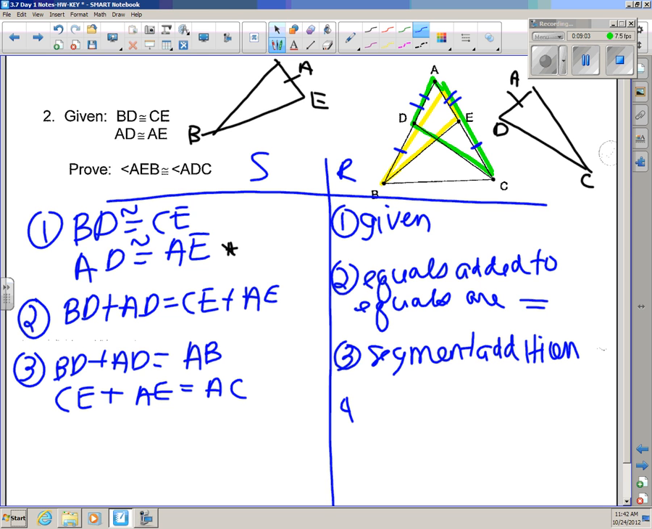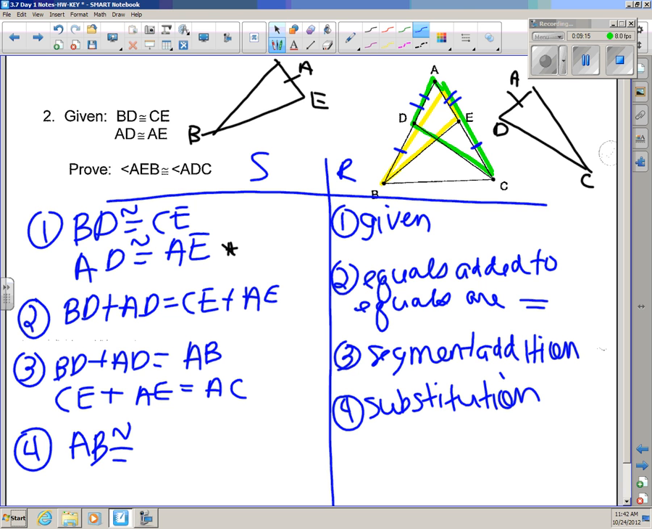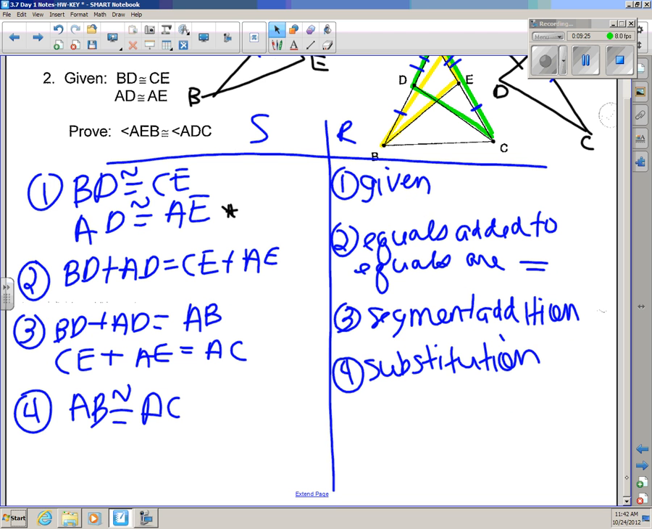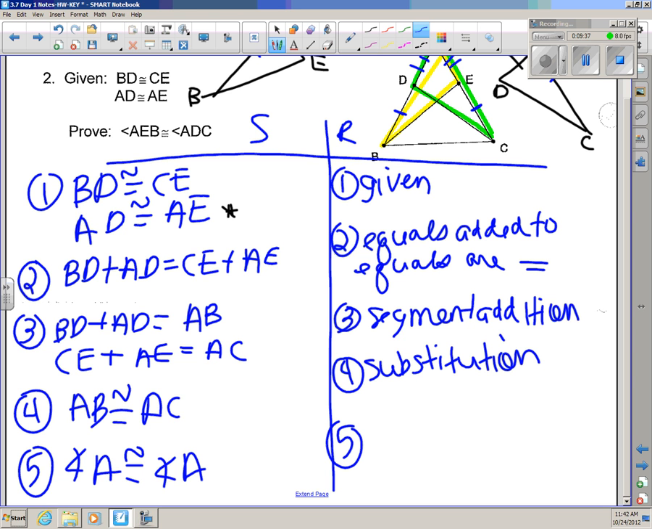And then lo and behold, I can substitute, which says AB is congruent to AC. So now I have AB congruent to AC. What's next is that angle that we showed was shared with both. So all the way at the tippy top, angle A is congruent to angle A, and that's reflexive.